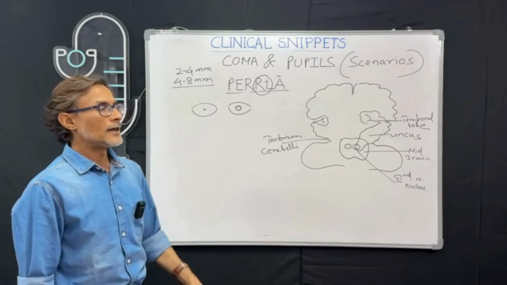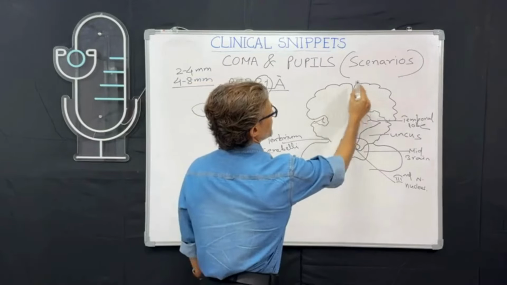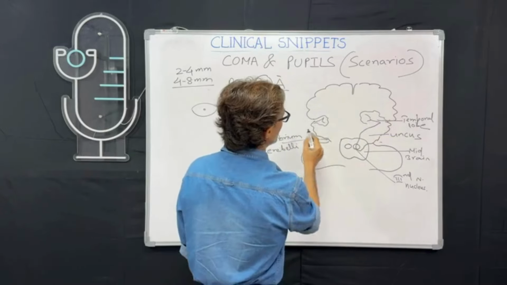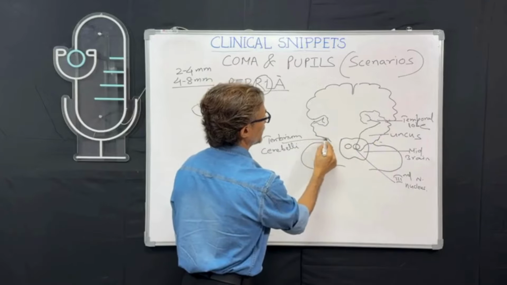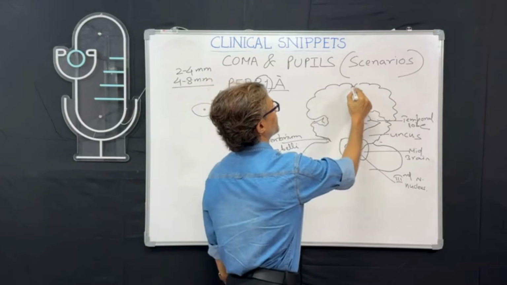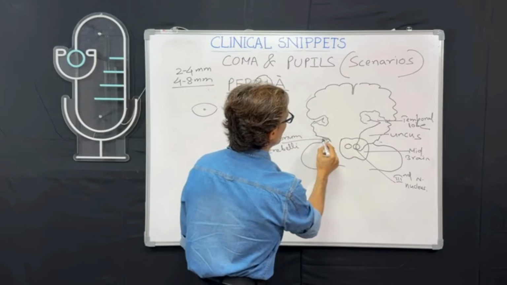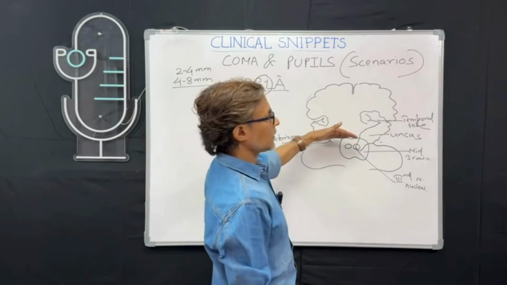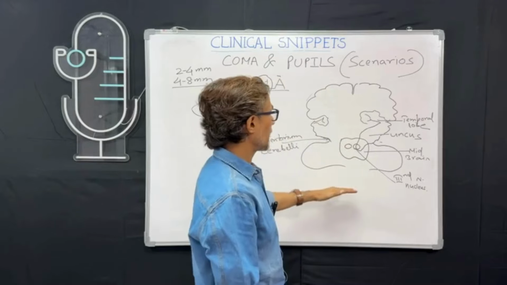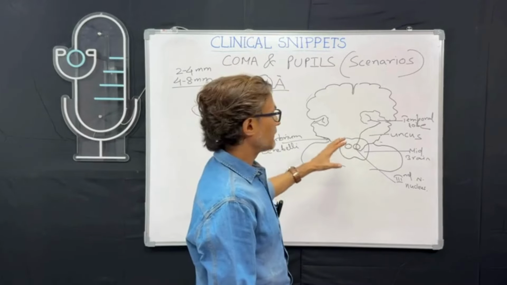What we will think is uncal transtentorial herniation. If you see, this is the cerebrum, this is the posterior fossa, and the cerebrum is separated from the posterior fossa by the dura mater infolding, that is the tentorium cerebelli. This is the falx cerebri, the dura covering the cerebrum, and this is the tentorium cerebelli, which separates the supratentorial from the infratentorial part. The infratentorium of the brain contains the brainstem, midbrain, pons, medulla, and that is a very vital area.